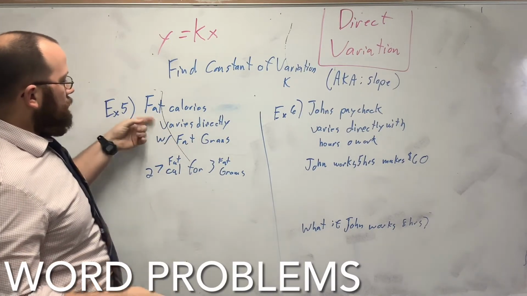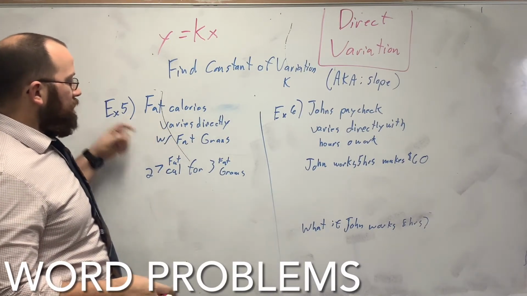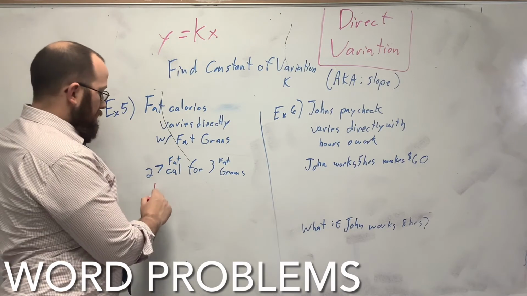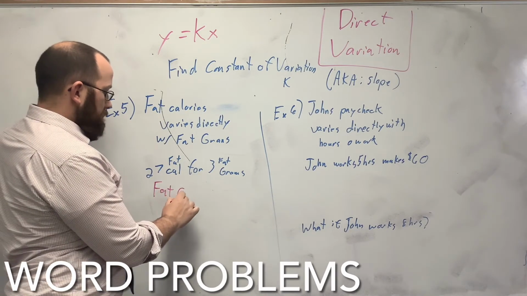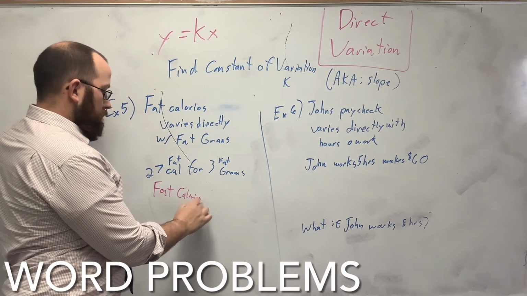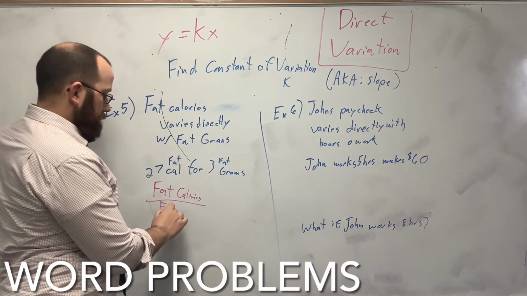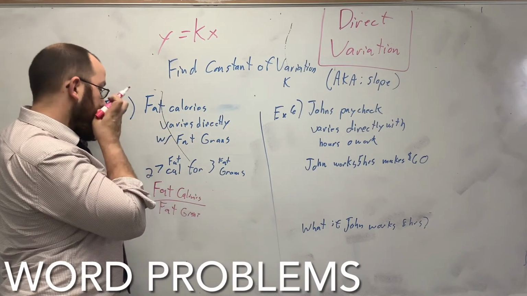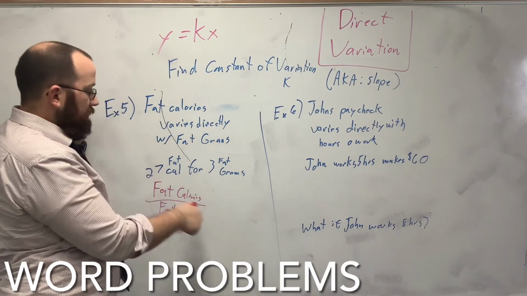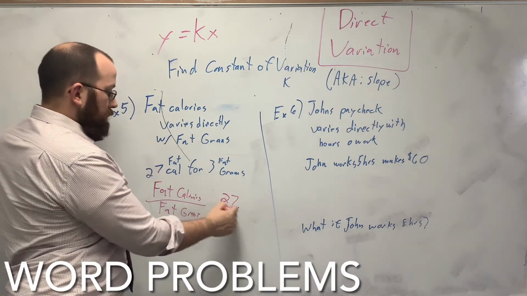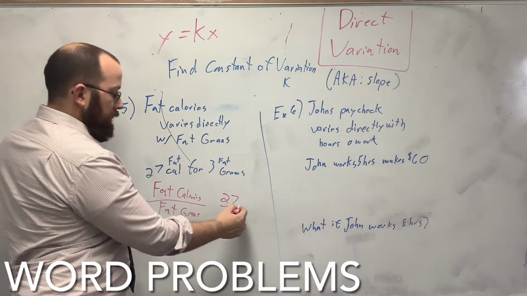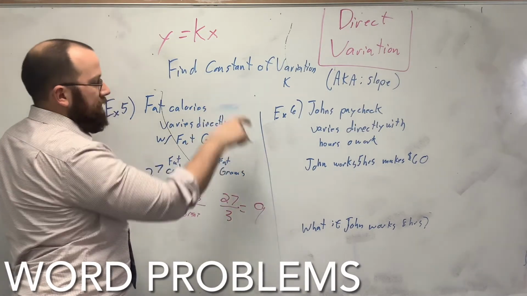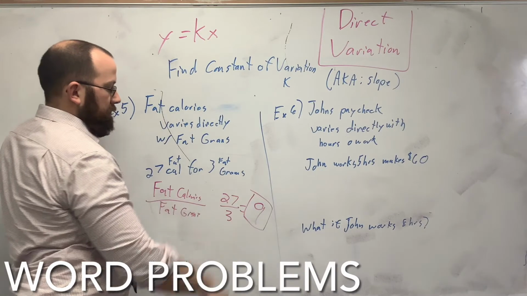All right. So fat calories varies directly with fat grams. So that means I'll have fat calories over fat grams, or grams of fat, whatever you want to call it. So if I have 27 fat calories for every 3 fat grams, my constant of variation is 9.